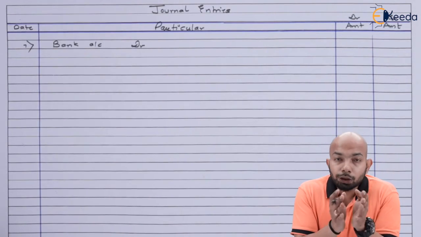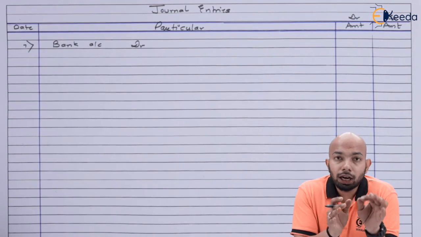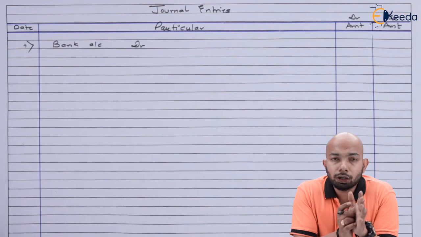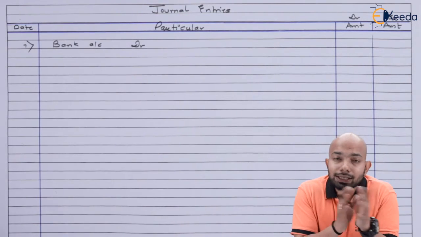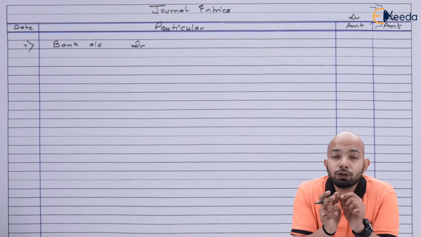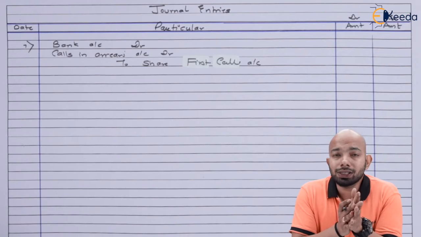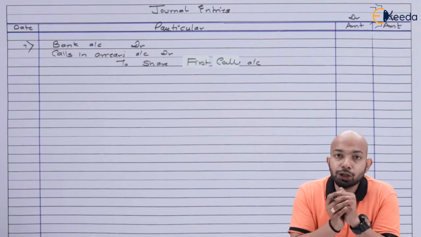Now here we'll talk about calls in arrears. John only paid up till the amount which was referred to allotment. He didn't pay the first call. Every other shareholder has paid the first call amount. So that much of amount will refer to calls in arrears. So when it comes to share first call, we're supposed to receive around 3 lakh rupees. Let's mention it on the credit side.